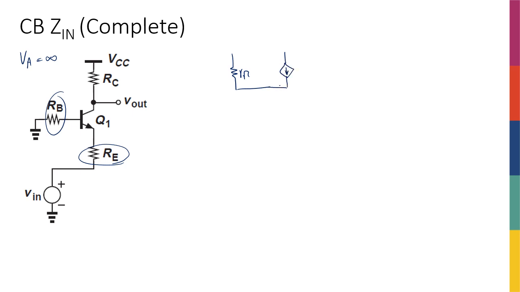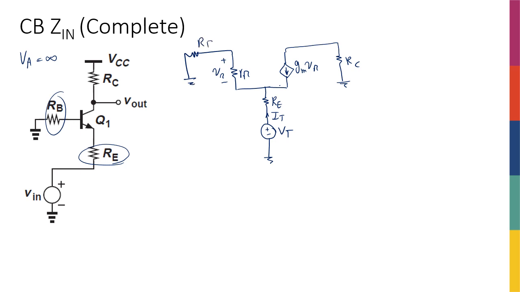this is going to be GM V pi, and V pi is defined like this. Emitter is connected to some resistor, I'm going to call that RE, and then there's the input, so I'm going to connect my test voltage V test to here, and I'm going to call this I test. Collector is connected to some RC and then to VCC, which is going to be an AC ground, and base is connected to some RB, and then it goes to ground.